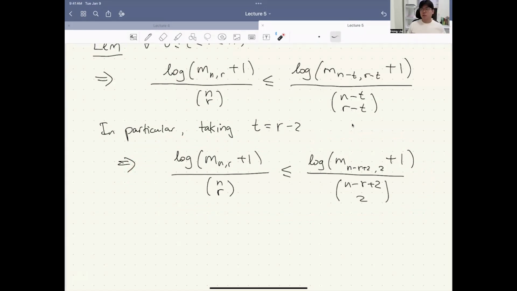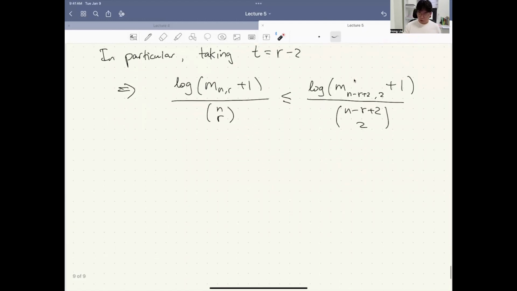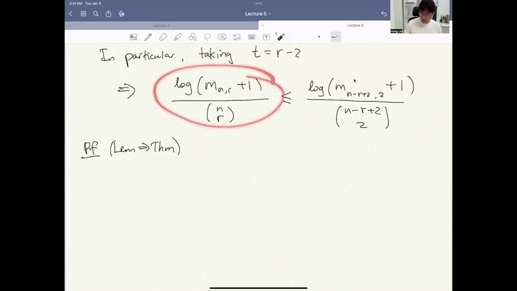So let's first see how this implies the desired upper bound. Proof of the lemma implies the theorem. Well, let's first simplify this. This is just computation. I'll do it rather quickly. There's no real math in it.